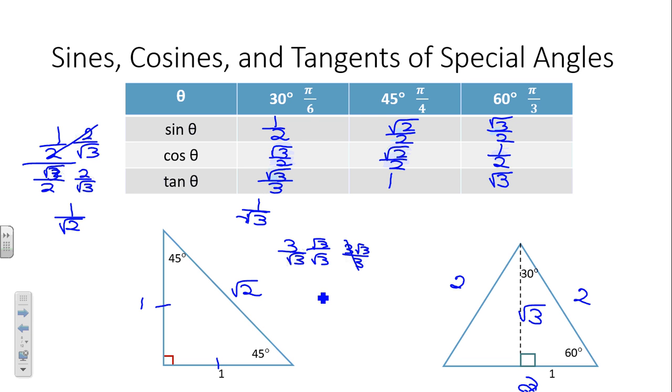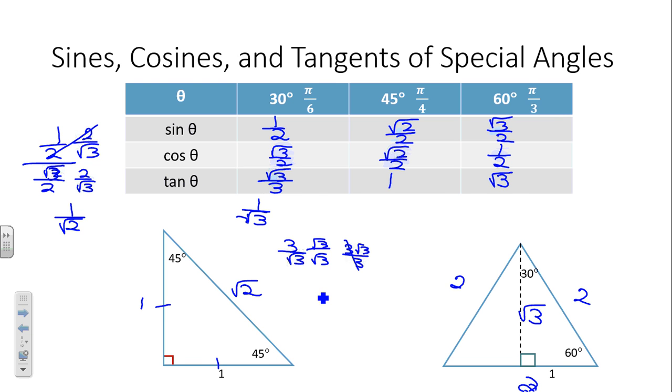Square root of 3 over 3, okay? Square root of 2 over 2 divided by square root of 2 over 2 is 1. Square root of 3 over 2 divided by 1/2 is square root of 3. So those can help you. There are shortcuts to memorizing these things.